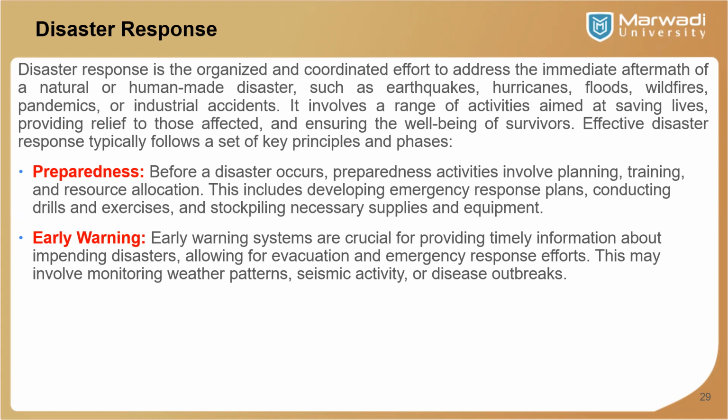Early warning systems are also one of the major things that are crucial in providing timely information about impending disasters, allowing for evacuation and emergency response efforts. This may involve monitoring weather patterns, seismic activities, or disease outbreaks. So weather patterns will help in cyclone and flood kinds of disasters. Seismic activities can be helpful in earthquake and landslide sorts of disasters.